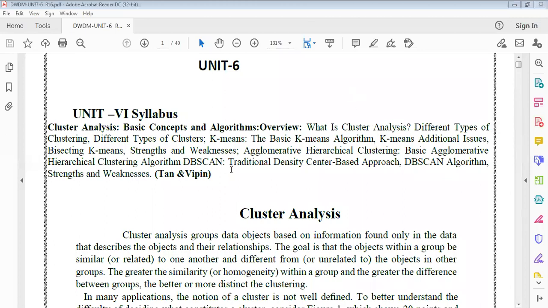What are the types of clusterings you have to use? That is agglomerative hierarchical clustering. The agglomerative hierarchical clustering algorithm can use different types of algorithms, and we have to explain this algorithm. Next is another algorithm you have to use in clustering, the DBSCAN algorithm. It is mainly based on the traditional density-based, center-based approach. What are the strengths and weaknesses? All these things you have to discuss.